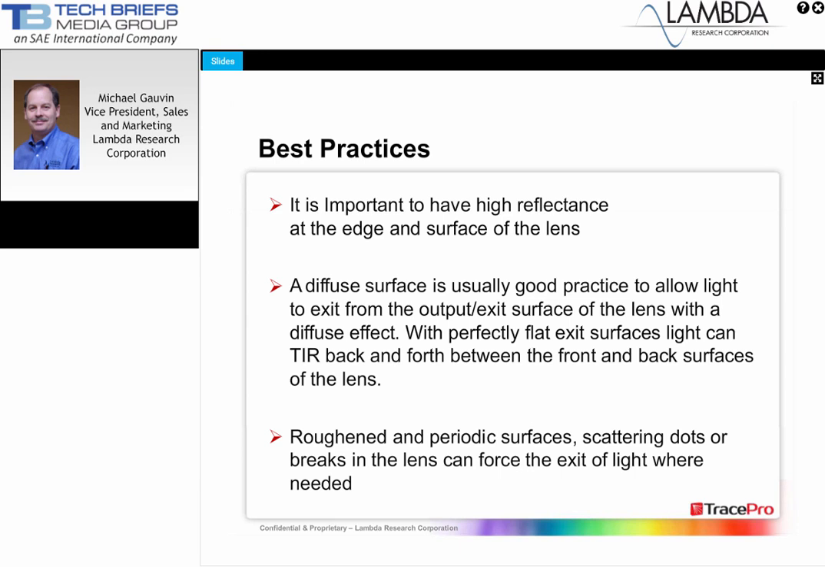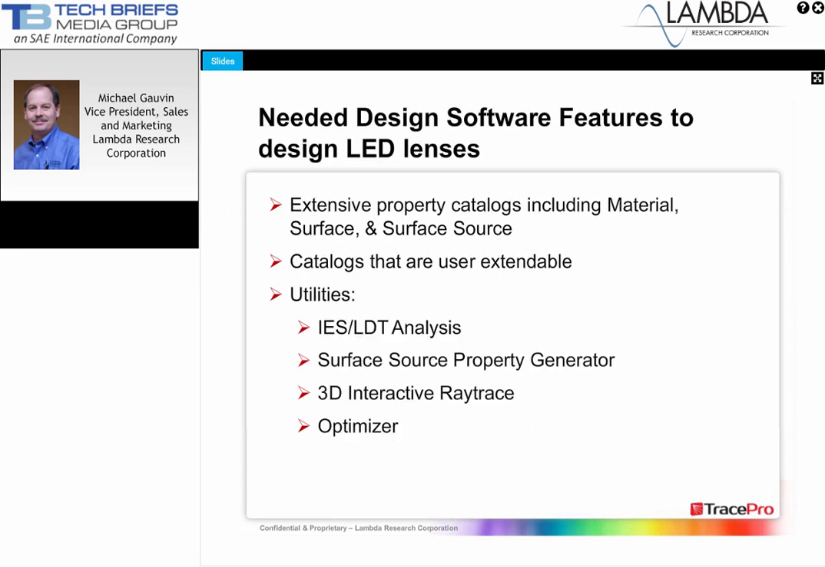We can also use roughened or periodic surfaces, scattering dots, or breaks in the lens to force the light to exit. Because wherever the light is less than the critical angle, it's going to exit out. And so we can do that by roughening up the surface and giving it a surface that has different angular output areas to throw the light out.